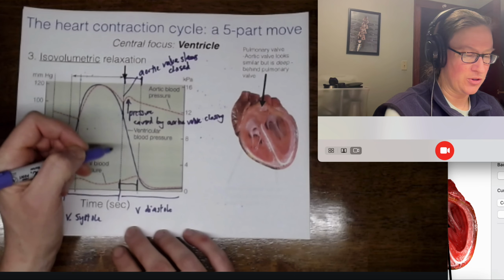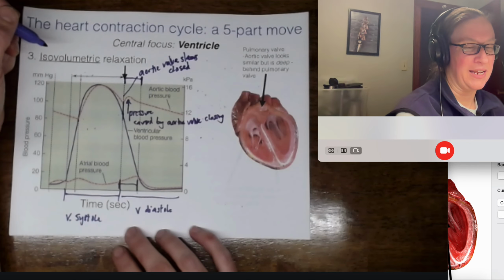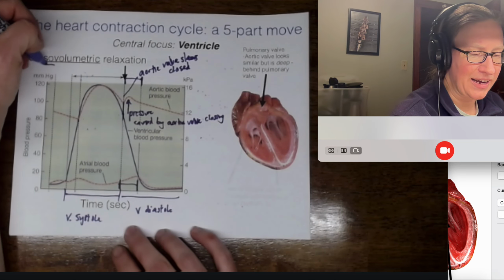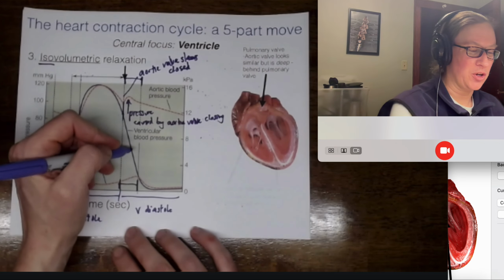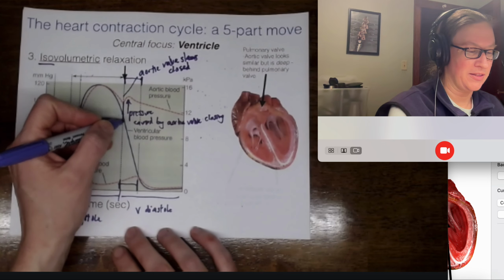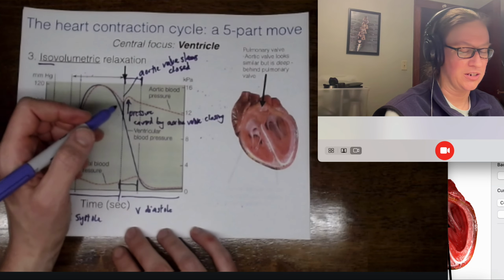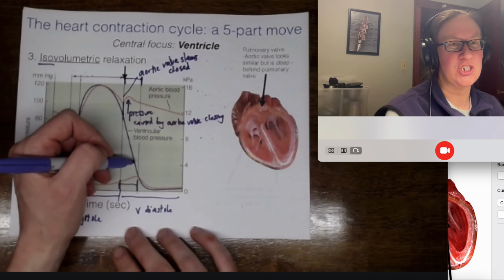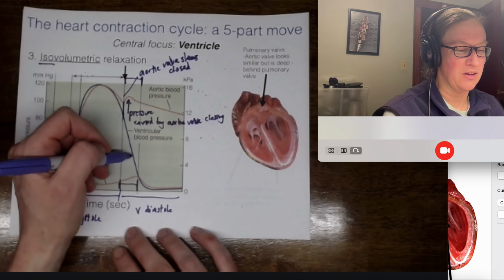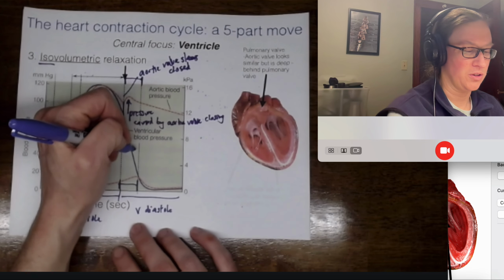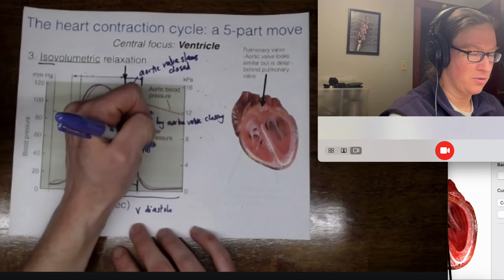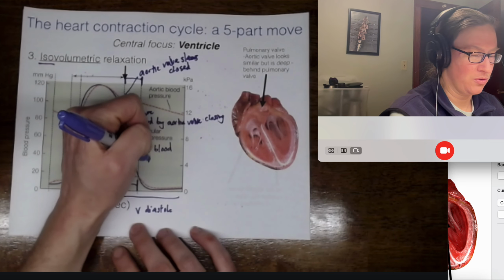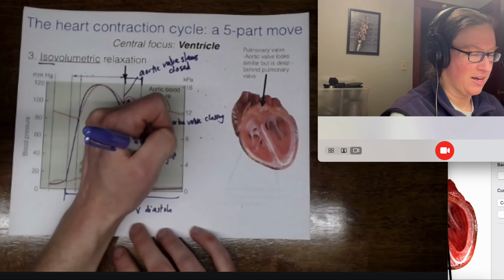Okay, so the isovolumetric relaxation phase is taking place. Here's the first part of ventricular diastole, and again we have this word isovolumetric. So that should be a clue that during this phase we've got relaxation of the muscle tissue of the ventricle, but we don't have any change of volume. We don't have any movement of blood in the ventricle. So let's just note, no blood moving yet.